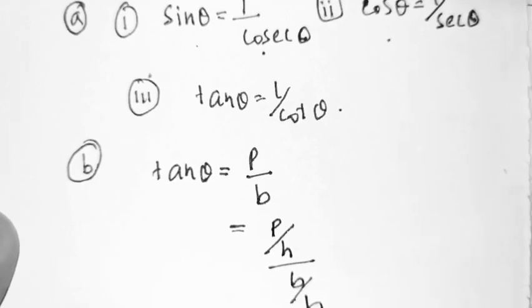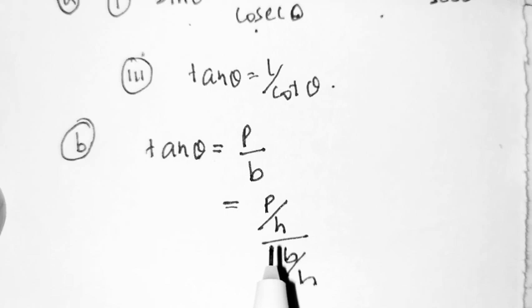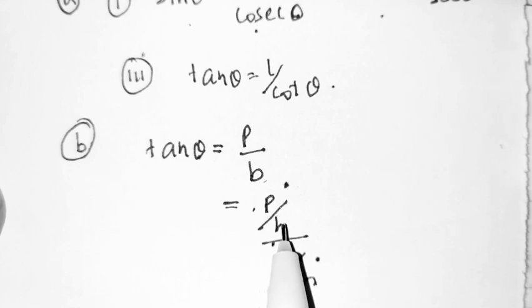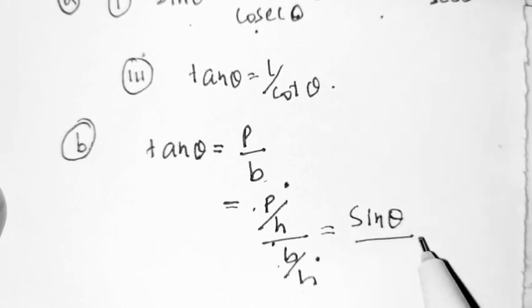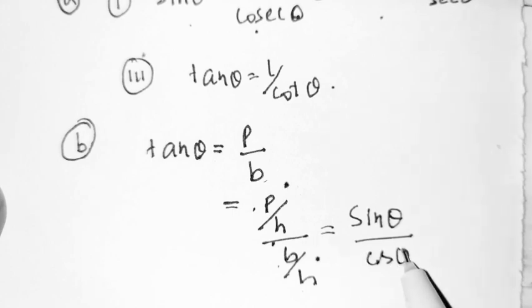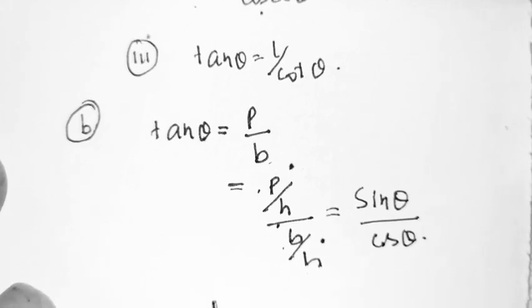Now I have divided the numerator and the denominator by the same quantity, that is, the hypotenuse. Now if I look here, I have perpendicular divided by hypotenuse, and here I have base divided by hypotenuse. We know that perpendicular divided by hypotenuse is sine theta, so simply I can write sine theta here. Here the base divided by hypotenuse is cos theta, so I can write it as cos theta.